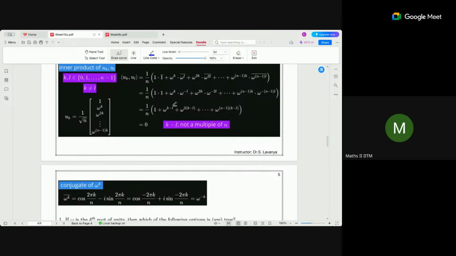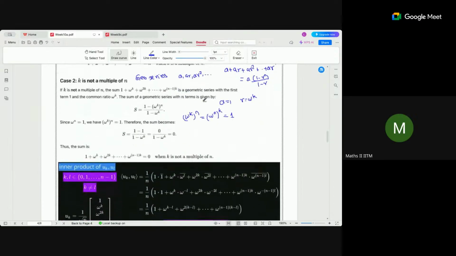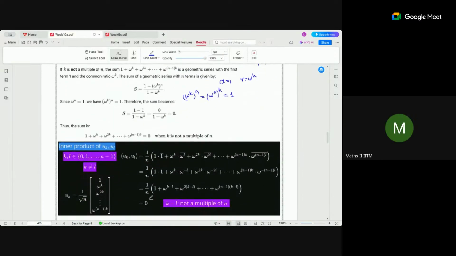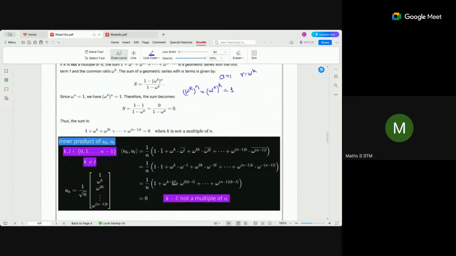Now what do you notice? In the power of omega, every time you have a multiple of k minus l. And what is k minus l? k and l are some numbers between 0 and n minus 1, so k minus l cannot be a multiple of n. If it is not a multiple of n, we already know what happens to the sum. This sum becomes 0, right? So here instead of k you have k minus l, and it is not a multiple of n, and hence this sum is 0.